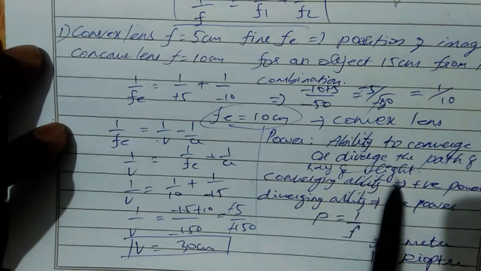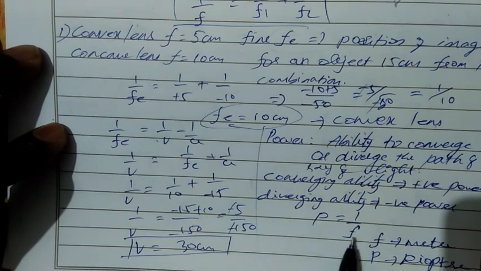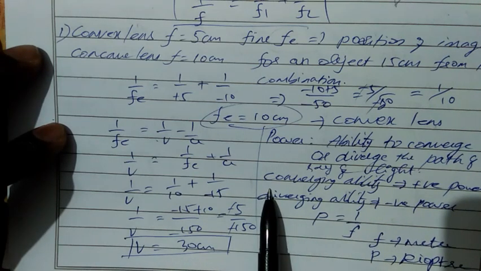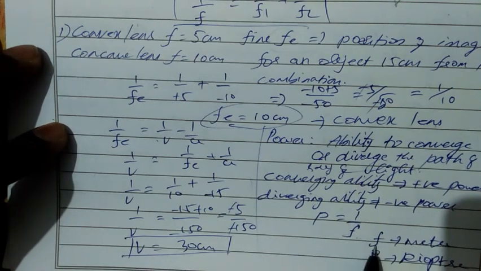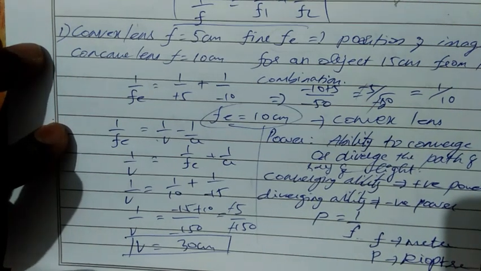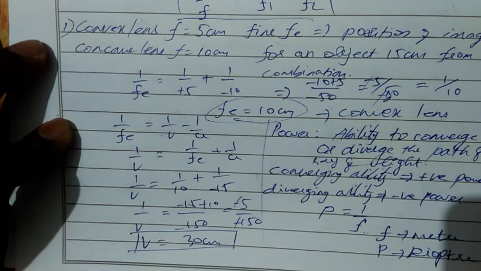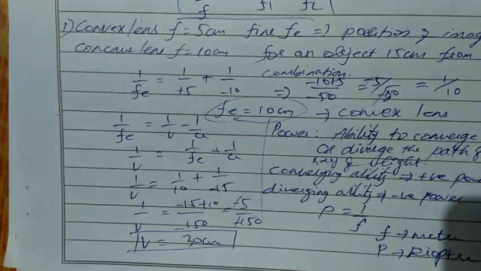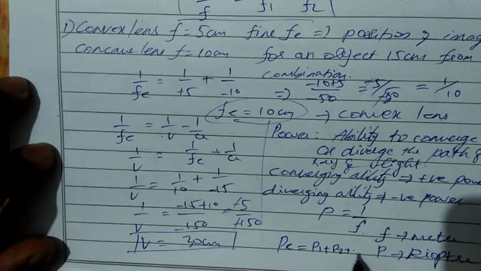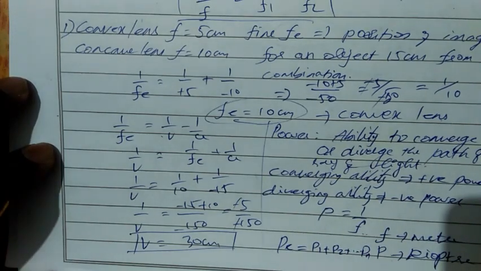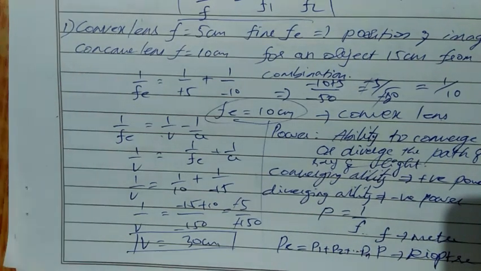Clear? For converging ability we use a convex lens, which has positive focal length. For diverging ability we have a concave lens, whose focal length sign convention is negative, so power is negative. In this case we take focal length in meters, and the power unit is diopter. Clear? The total power of a number of lenses can be taken as P equals P1 plus P2 up to Pn.